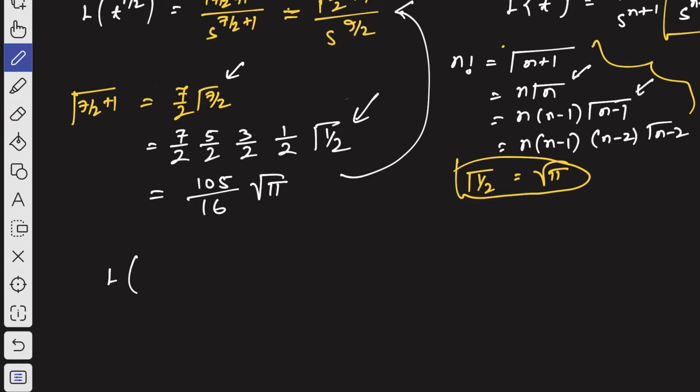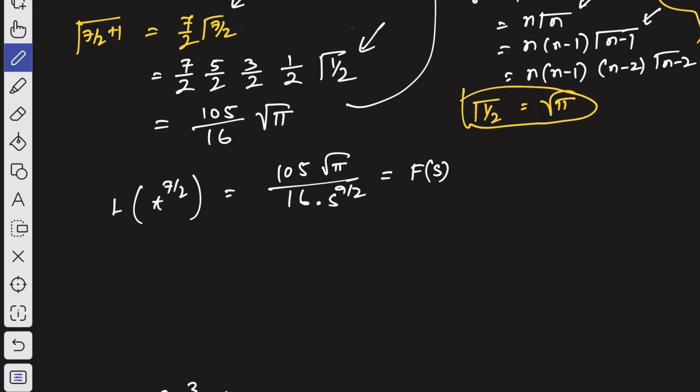Laplace transformation of t to the power 7 by 2 is equal to 105 root pi divided by 16 into s to the power 9 by 2. So this is our capital F of s, you can assume that way. So then this is the Laplace transformation of f of t, right?